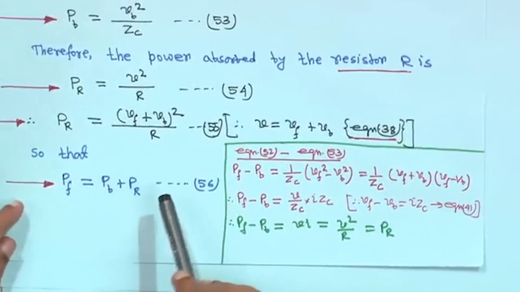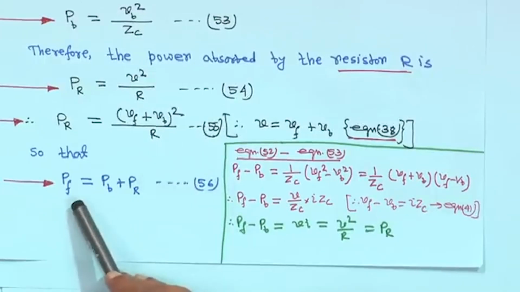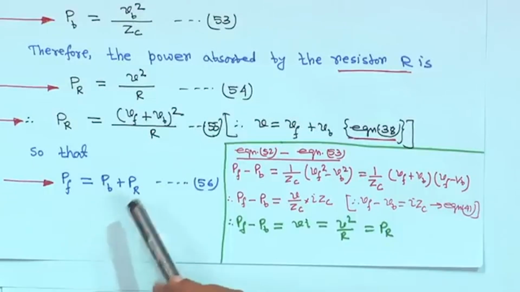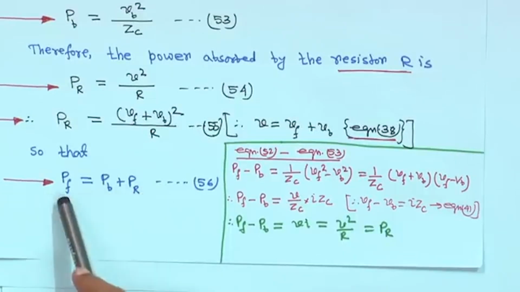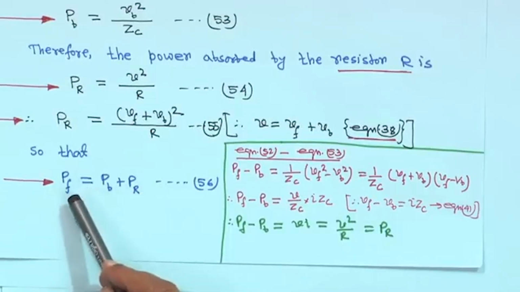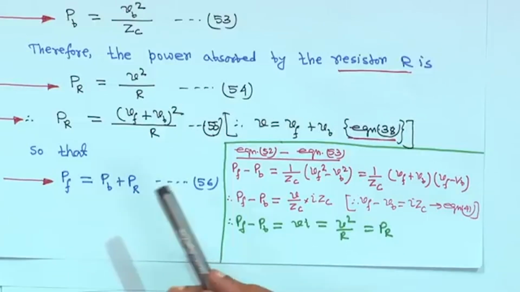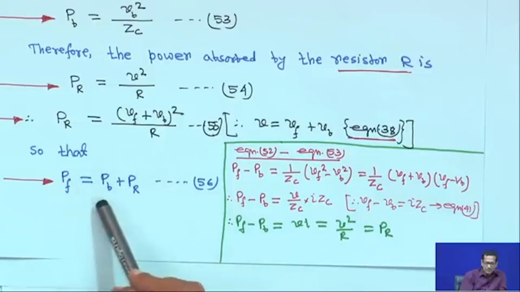Now, Pf will be equal to Pb plus Pr. Do not be confused and write Pf plus Pb hurriedly. Pf will be Pb plus Pr, because from common sense you can make out that Pf is the forward wave: something will be reflected back and some will go to the resistor.